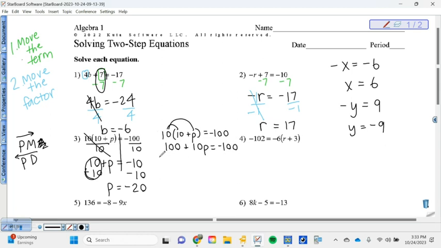I move my term first. I move that 100 over. 10p equals negative 200. And then I move my factor of 10, and I'm going to get the same exact answer, negative 20. So in certain problems, we do have to do it this way, but for right now, we can take a little shortcut and do it this way instead.